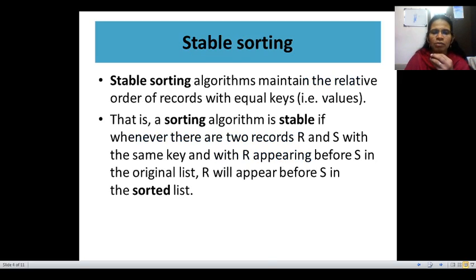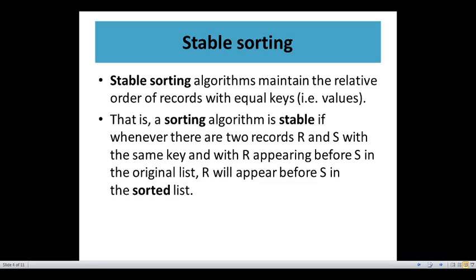Stable sorting. Stable sorting means what? The stable sorting algorithm maintains the relative order of records with equal keys. A sorting algorithm is stable if, whenever there are two records R and S with the same key, so that the key of the R element and the S element is the same, then when we are sorting these elements, R will appear before S in the original list, and it stays first with S next.